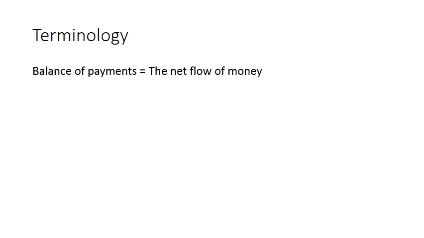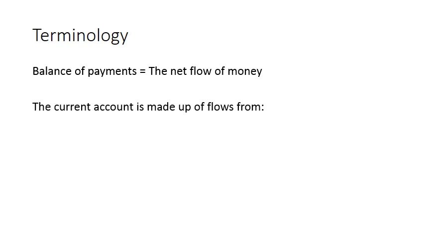You could have the balance of payments on your debit card, and that would be how much you put in, in terms of savings or earnings, versus how much you take out in spendings. But when we use the term in macro, we're always using it as shorthand for the net flow of money through a particular thing, which is the current account.